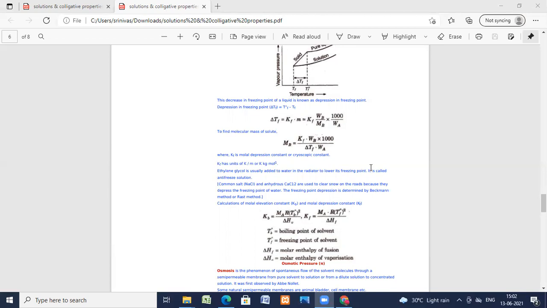Using the Beckman method and the Rast method, we can determine the depression of the freezing point. The Beckman method was the earlier method, a very simple method. The Rast camphor method can also be used. The Rast method is more advantageous because it is very sensitive.